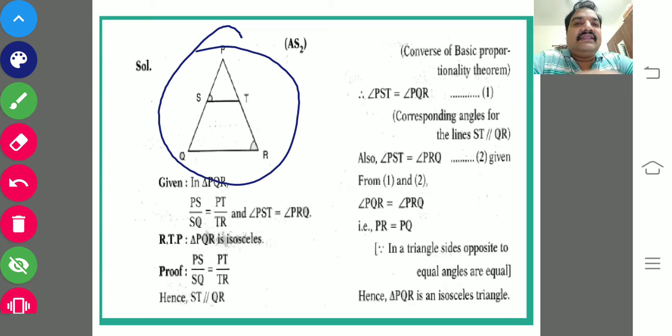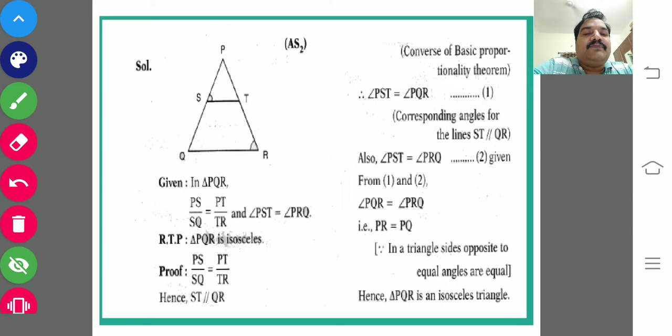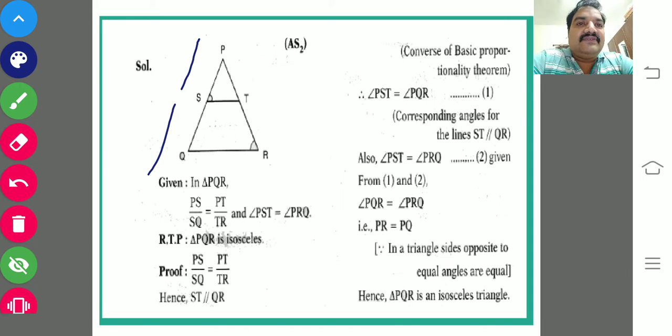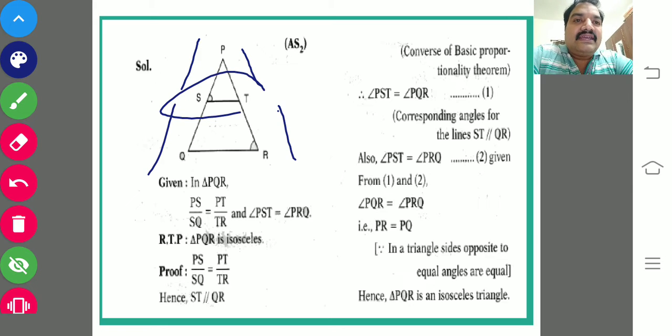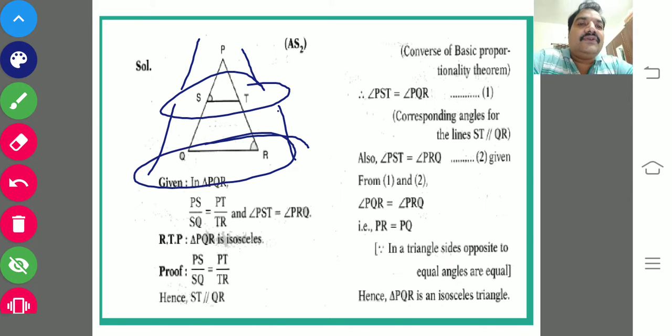Then what are you going to prove? That the triangle is an isosceles triangle. Yes, now the proof. In the proof, first you start with PS by SQ equals PT by TR, because it is given. You know that it is the converse of the basic proportionality theorem. You can say that line ST is parallel to QR.